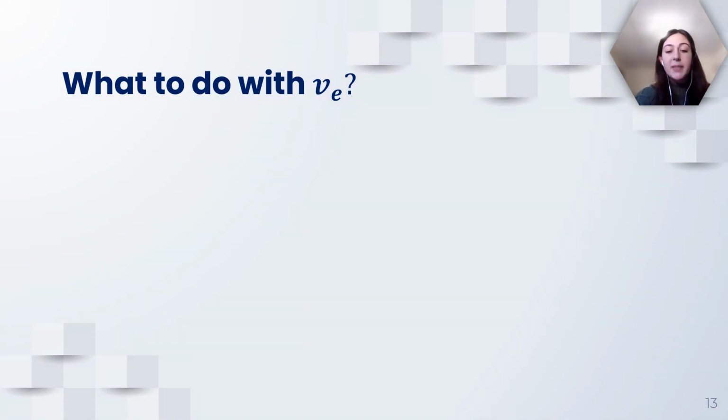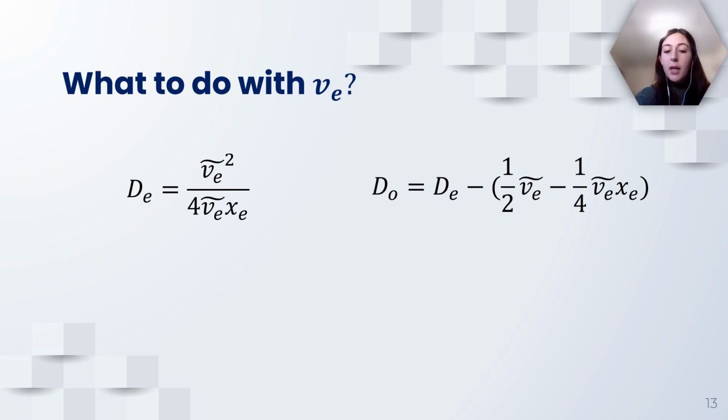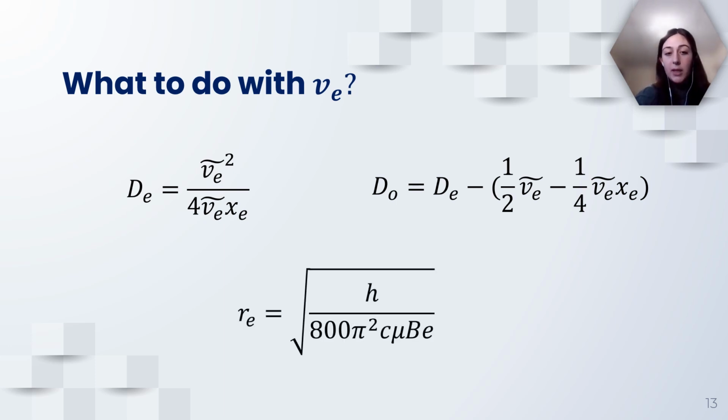With the harmonic frequency in hand, we can calculate several other variables, such as D sub E and D sub O. D sub E, again, being the depth of the potential well, was solved for using the anharmonicity constant and harmonic frequency. D sub O is the bond energy and was solved using D sub E and the same variables. Additionally, R sub E, the bond length, was solved for using the reduced mass and the vibrational constant. K could also be solved for, which is the force constant, using again the reduced mass and the harmonic frequency.